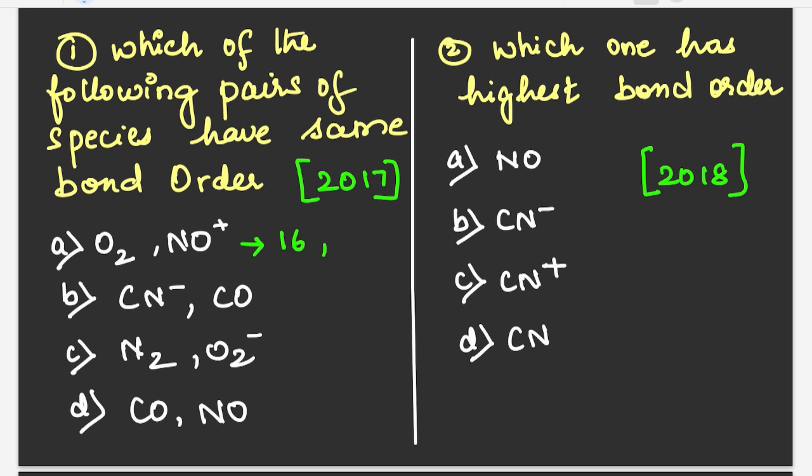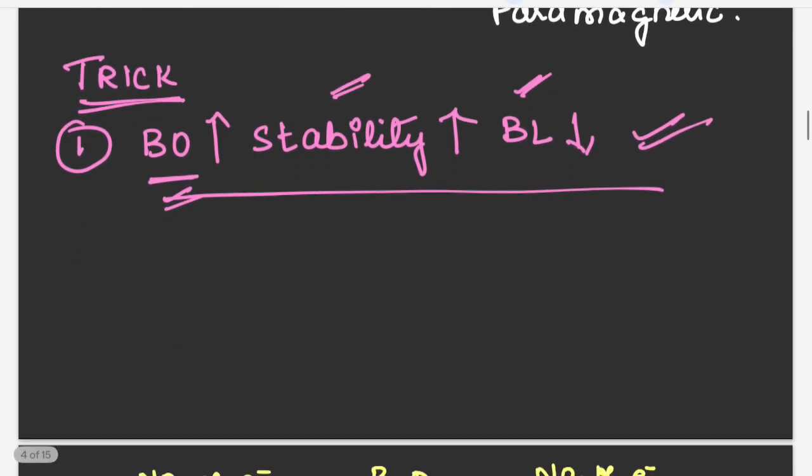Oxygen has 8, so 8 plus 7 is 15. Here there is a plus sign, so from 15 remove 1 electron. If you remove 1 electron, you will get 14 electrons. So totally you can see oxygen has 16 electrons and NO plus has 14 electrons. Then what will be their bond order for 16 and 14?